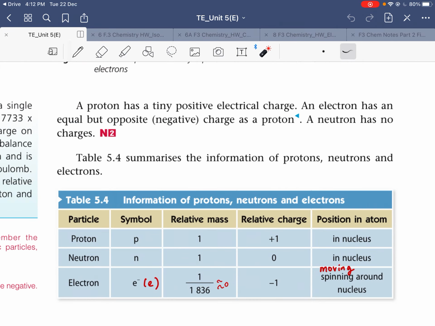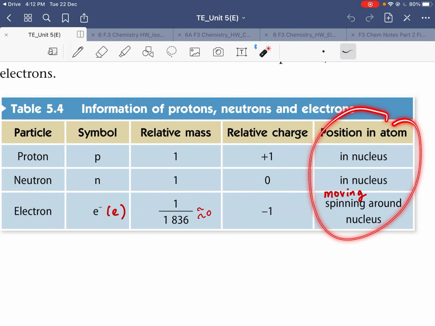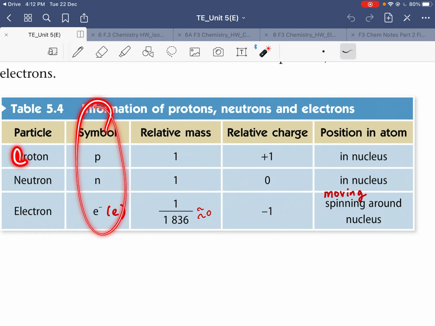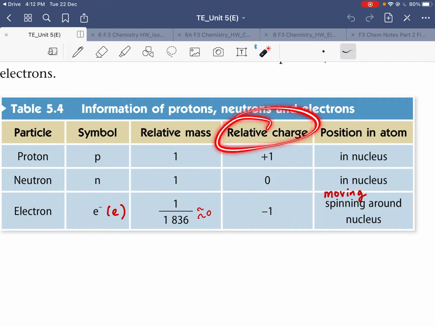And guys, we are talking about 2 things here. Of course the position I've already gone through. Now the symbol is just the first letter. But for electron, why do we put a minus here? Because of the relative charge. Guys, again, this is just relative, a comparison between things. Proton and electron: in comparison, proton has a +1 charge, electron has a -1 charge.